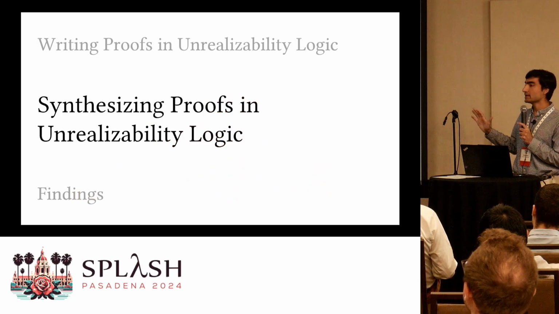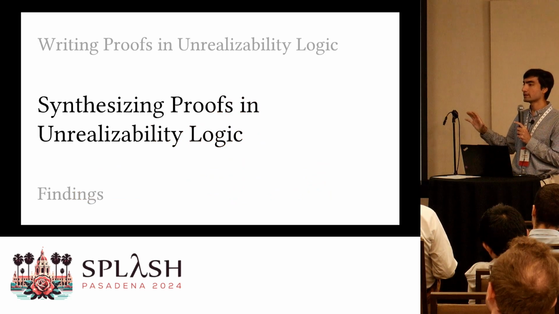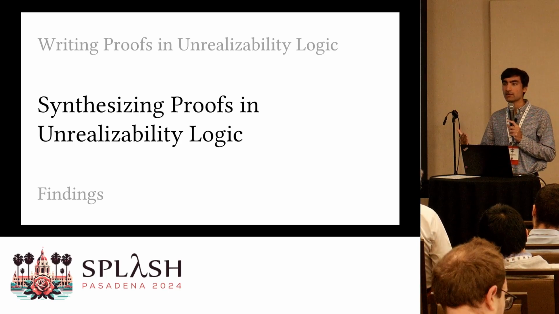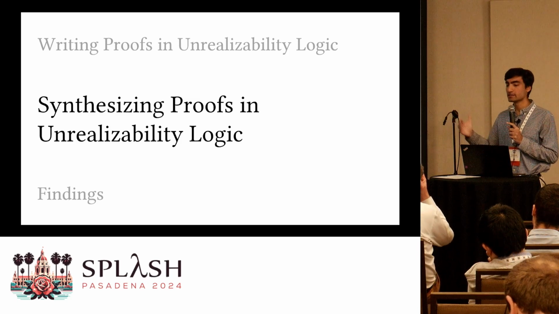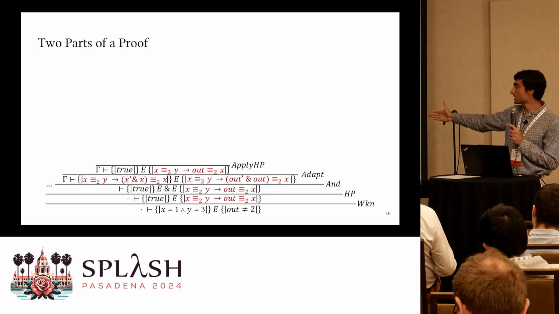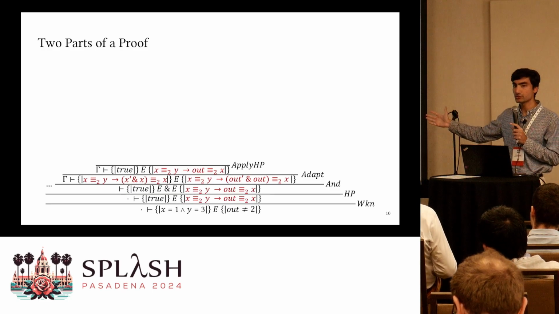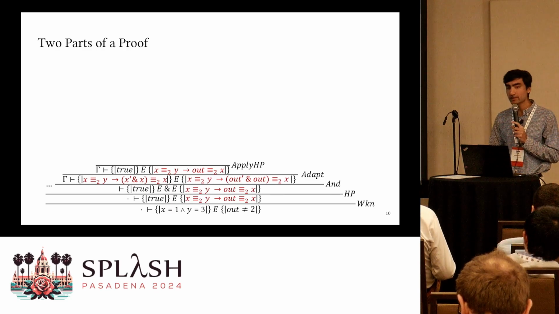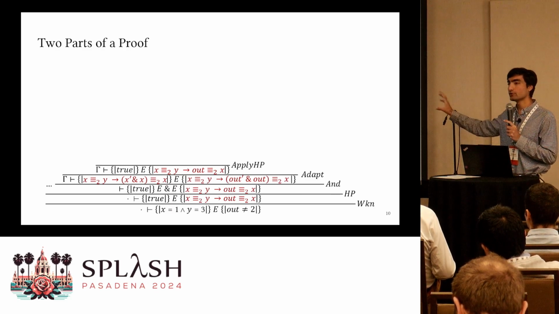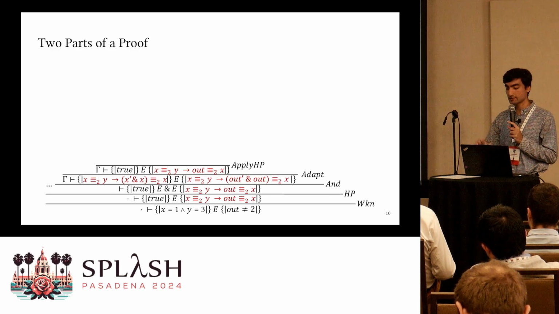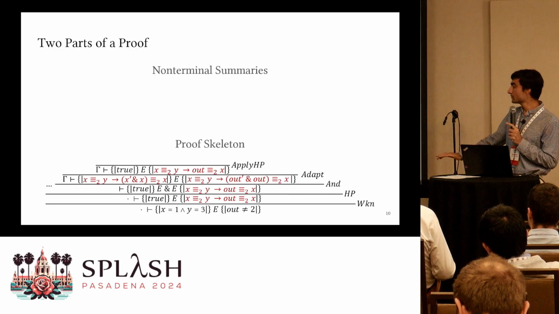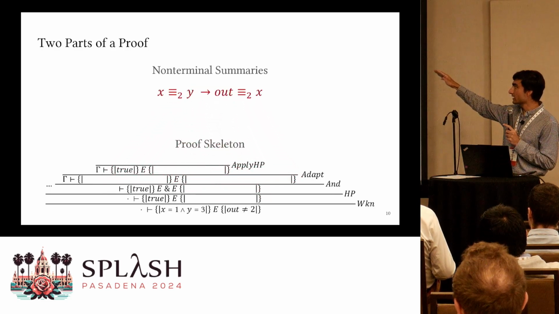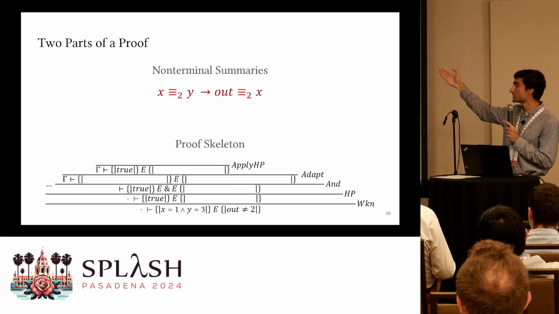Now, with a general idea of how these inductive proofs work in unrealizability logic, I want to communicate to you what our main insight was that allowed us to do synthesis of these kinds of proofs. So here I give you a proof written as a derivation tree. Don't worry, you don't have to understand too much of it. But the main insight is that we can separate a proof structure like this into 2 main components. The first component is going to be our proof skeleton on the bottom, and the second is our non-terminal summaries or our invariants on the top.